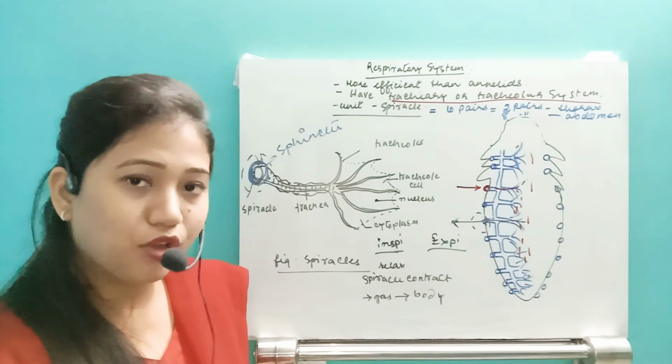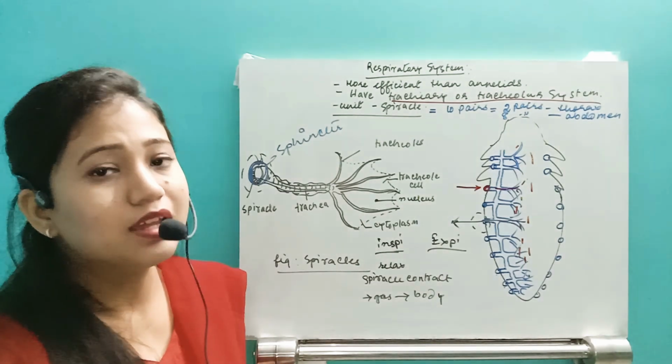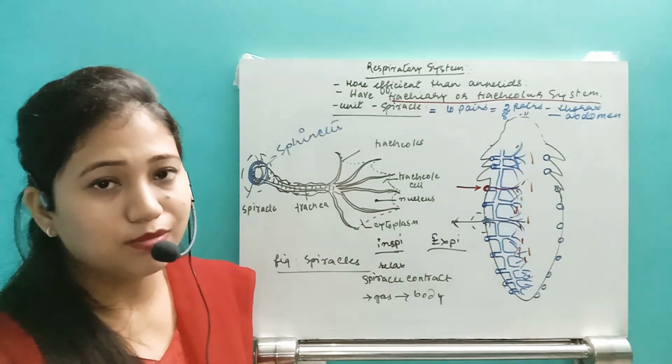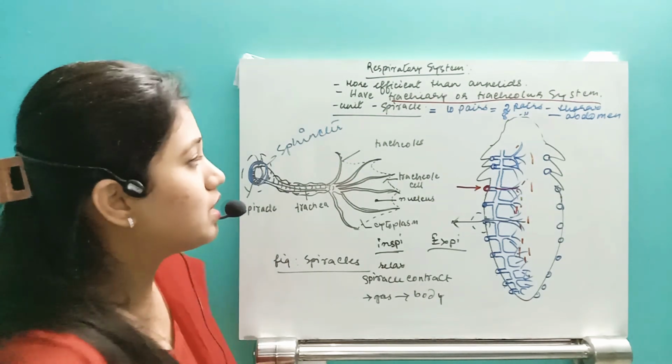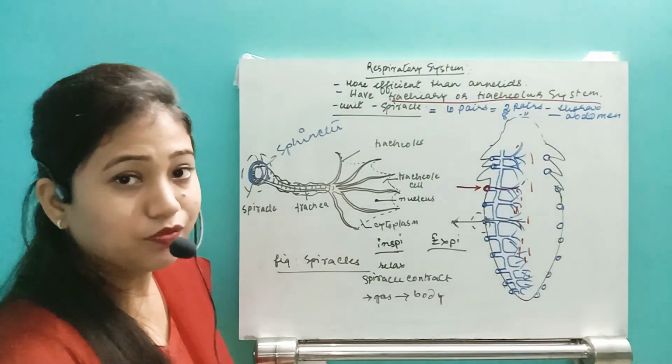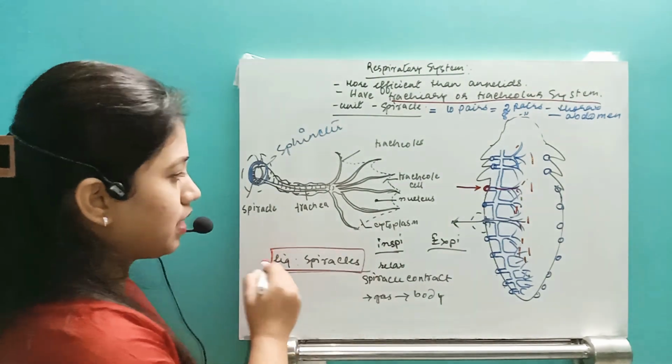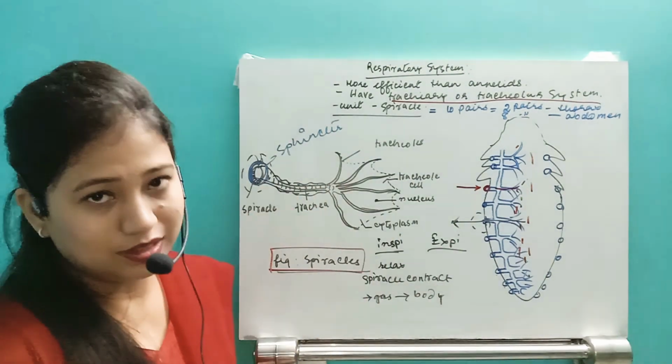Just remember 2 points, they are very much important, that the respiratory system is very much well developed in the case of cockroach. What type of system do they have? They have a tracheary or tracheolar system. What is the unit called? That is called a spiracle. So one spiracle looks like this.